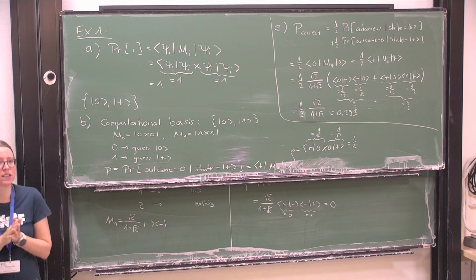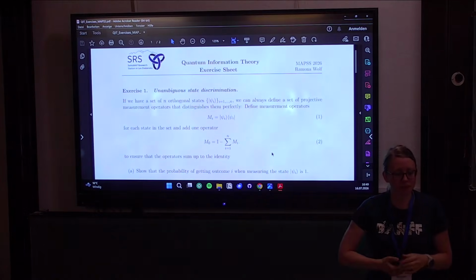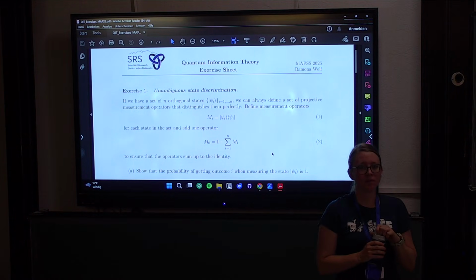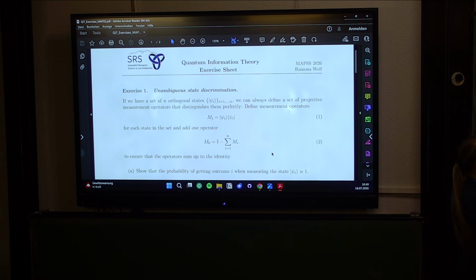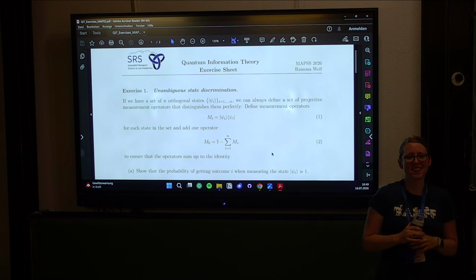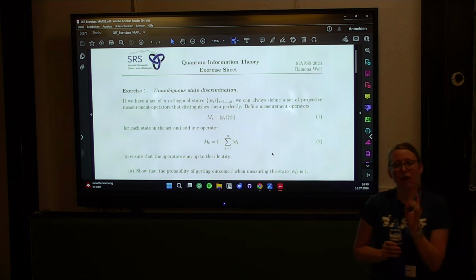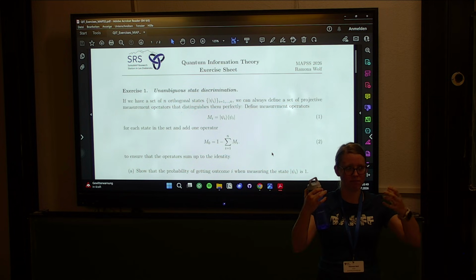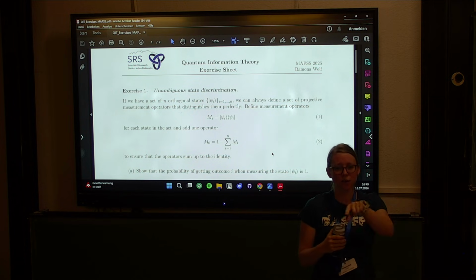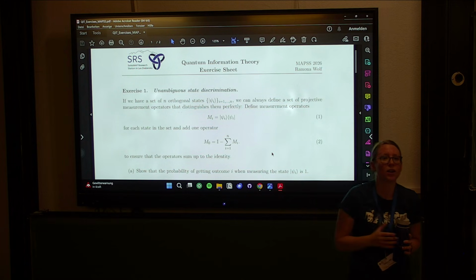Okay, are there any questions about this exercise? Yes? How would you measure M2 in the lab? The question is how I would actually implement these measurements. That's a whole different question. But one nice strategy is that you have two measurement devices. One corresponds to M0, one corresponds to M1. And if there's no click in the detectors, you just assign it to the last outcome.